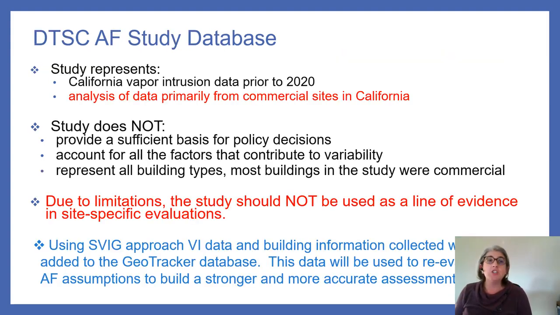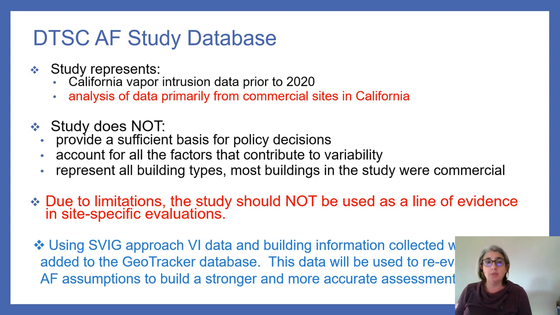We get a lot of questions asking if we should use DTSC's attenuation factor study database. Here's some information about that database. The study represents the best available science and a great compilation of vapor intrusion data in California prior to 2020. It's an analysis of primarily commercial site data in California. The study does have some limitations, however.